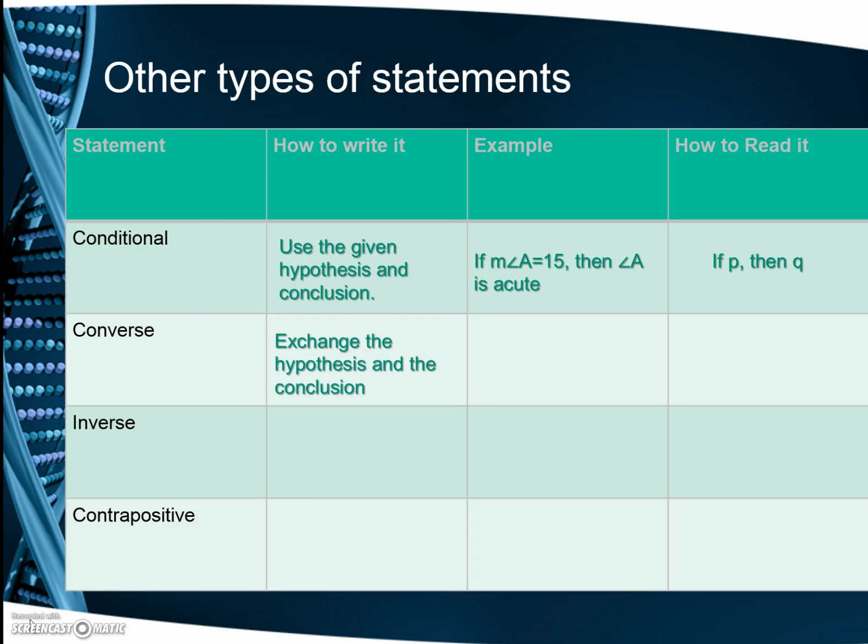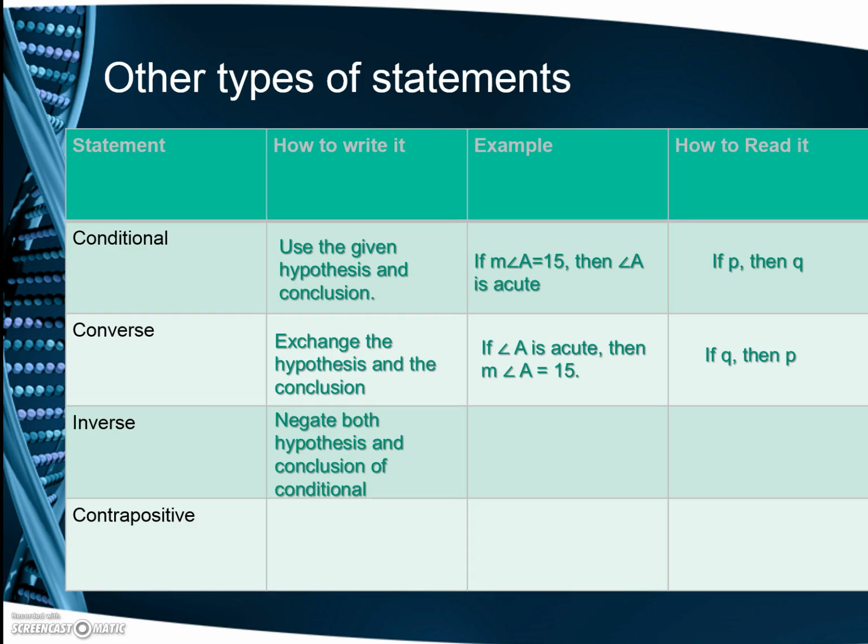The converse takes that and exchanges the hypothesis and the conclusion and their placements. So using that previous example, we would switch it. So instead of saying if the measure of angle A is equal to 15, it would be if angle A is a cube, then the measure of angle A is equal to 15. And this is when we can observe our truth value, in this case, is false. How to read it, though, in terms of P's and Q's? Well, we would switch it. So if Q, then P.